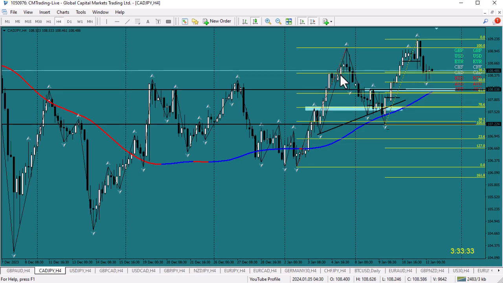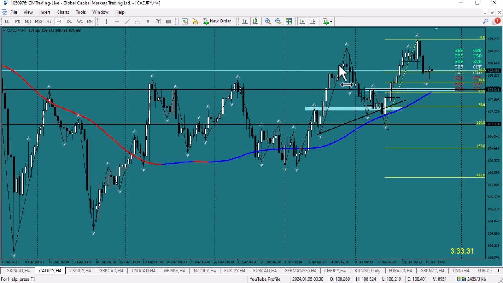So on the CAD yen, we stopped out at a nice profit, so it's still a very good winning trade. Unfortunately, I could not go to a target. Now, removing the old trade, and then a new one could potentially come in.